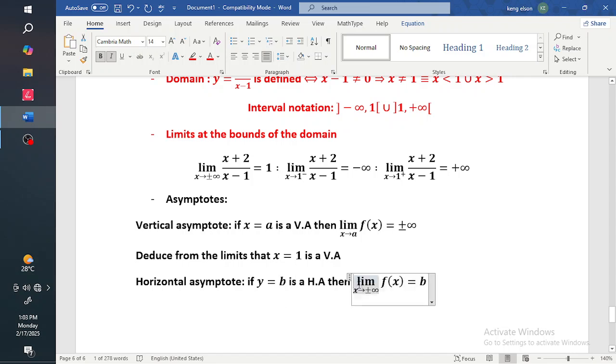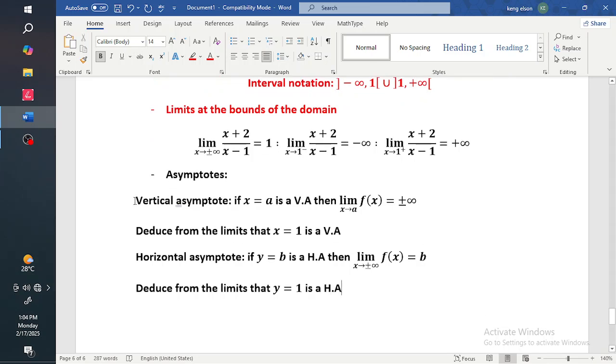So when the limit at plus or minus infinity of a function gives you a real number, that real number is a horizontal asymptote. So by definition, we can deduce that since the limit at plus or minus infinity is giving us 1, it means that y equal to 1 is a horizontal asymptote. So we can deduce from the limit that y equal to 1 is a horizontal asymptote.